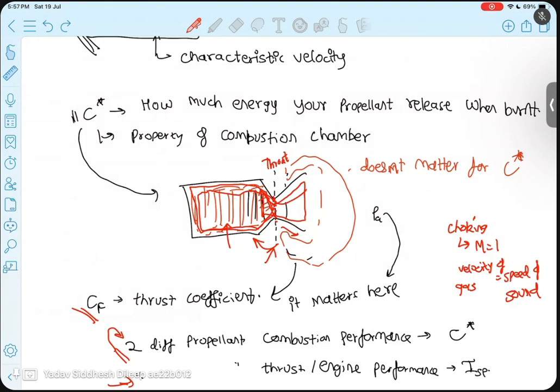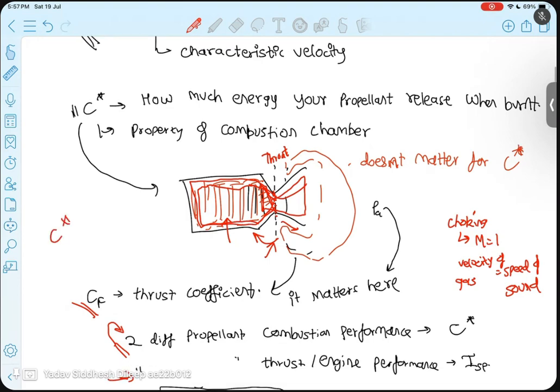If you have molecules with lower molecular weight and higher temperature, then your C star will be higher, meaning you can accelerate your gases to higher velocity. So C star, or characteristic velocity, is directly proportional to the square root of T by M, where T is the temperature and M is the molecular weight of the product.